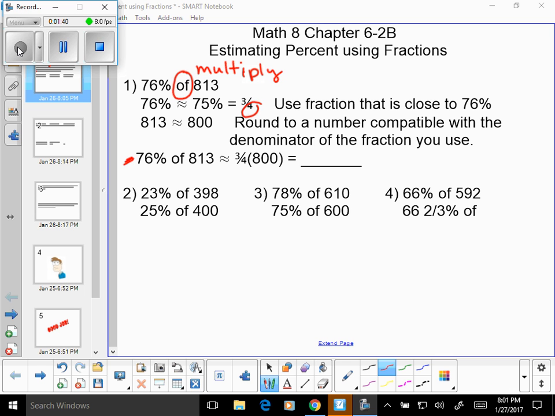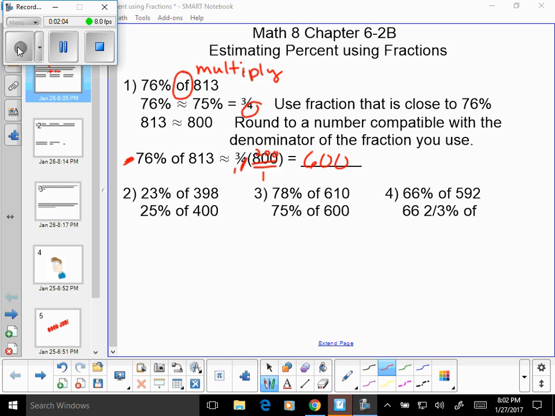Ultimately, I'm down here now. 76% of 813 is really, for a good estimate, going to be 3/4 of 800. Remember that this 800 is over 1, so this 4 is going to reduce to a 1. The 800 is going to reduce to 200. And 3 times 200 is going to give me 600.